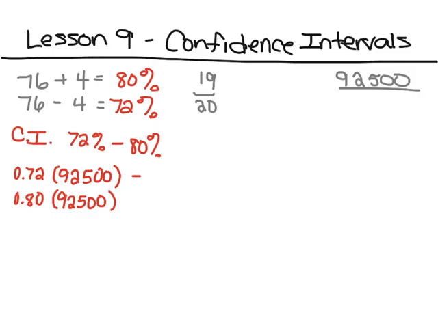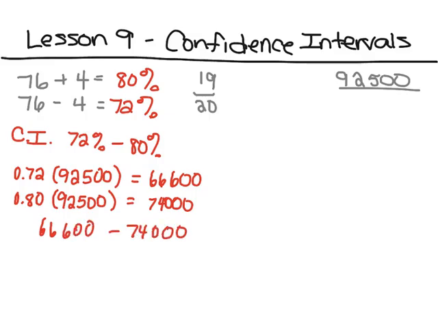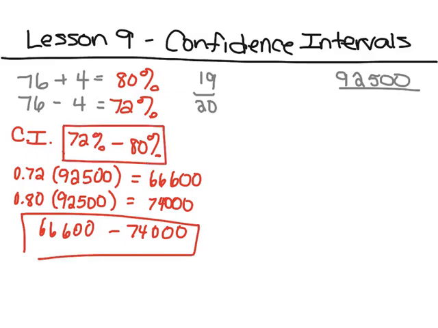You should get, for the 72%, 66,600, and for 80%, 74,000. So that means our confidence interval is between 66,600 and 74,000, or between 72 and 80%.